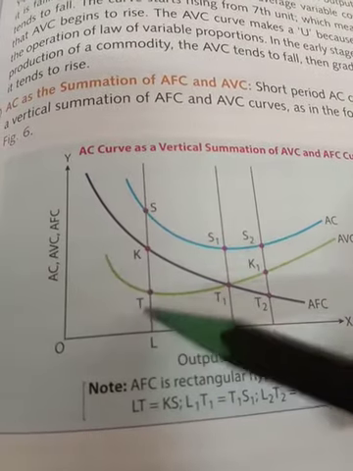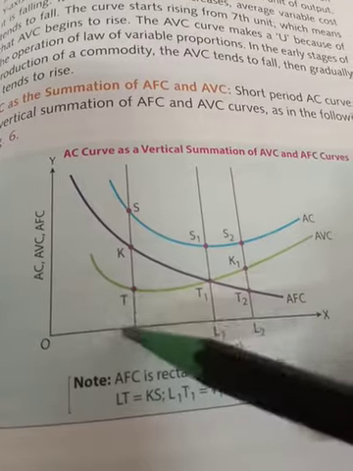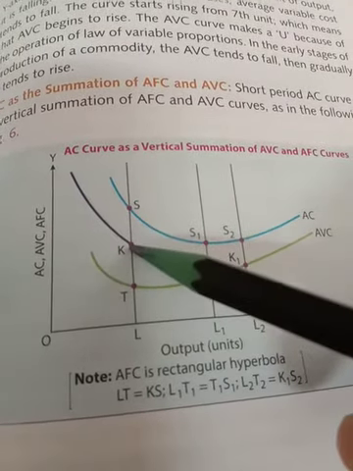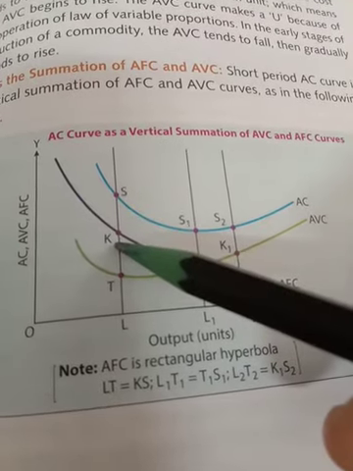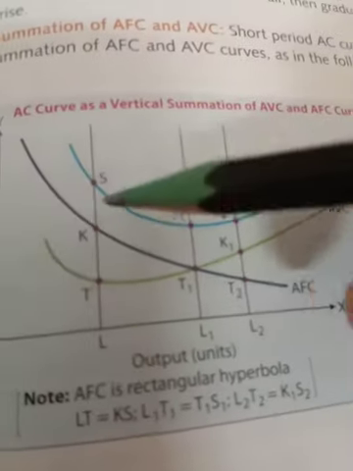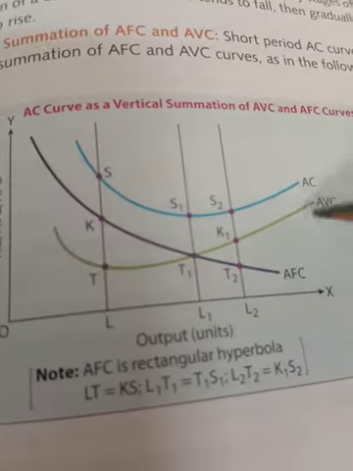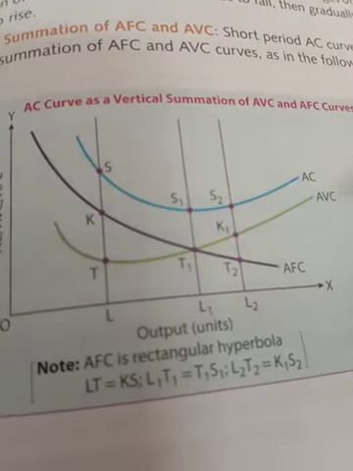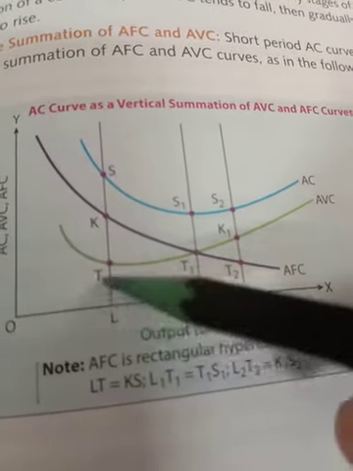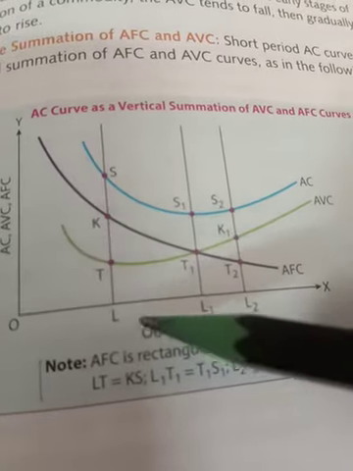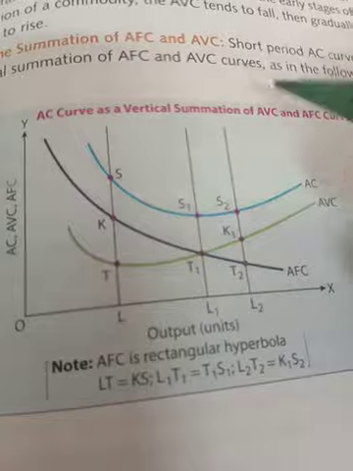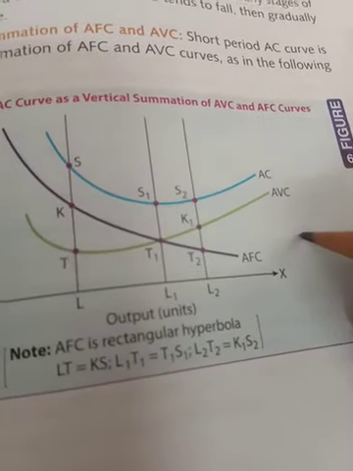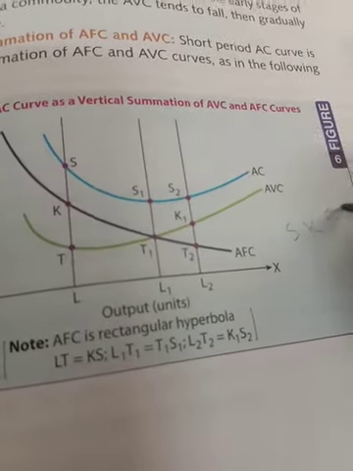This TL is average variable cost, and TL is equal to SK, because SK is the difference between average cost and average fixed cost. So SK is the difference between average cost and average fixed cost, as you see, and TL is the difference between the average cost and average fixed cost. So SK here should be equal to TL.